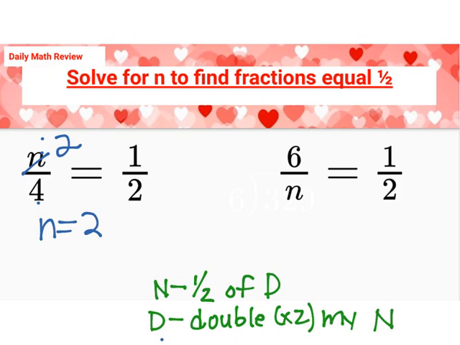Well, it sure is. Now here, on this one, I have 6 over n equals 1/2. Well, I know my numerator. I have to double it to get my denominator. If I double 6, I get 12. So n equals 12.